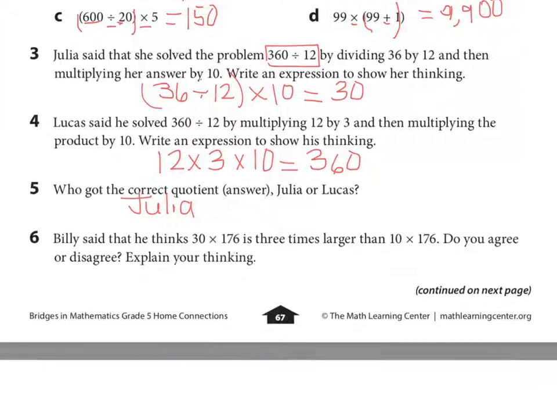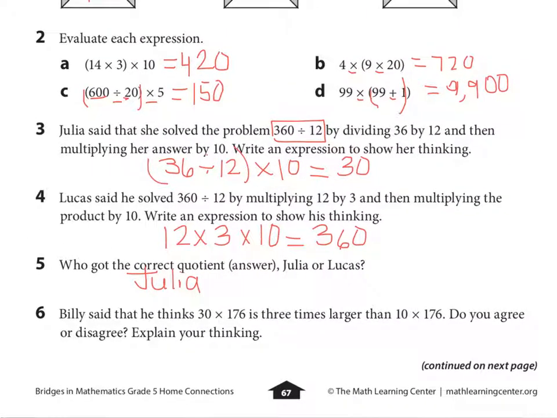Number 6, Billy said he thinks 30 times 176 is 3 times larger than 10 times 176. Do you agree or disagree? Explain your thinking.